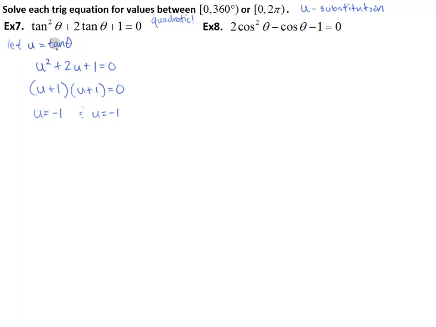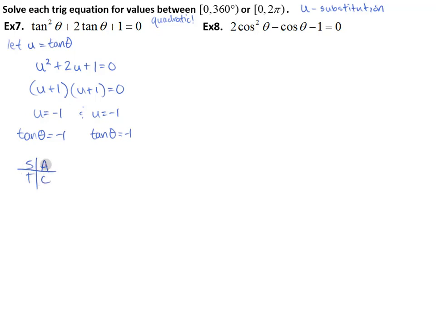That's fine. Now we're going to replace u with tangent. So once we've solved for it, we can substitute back in. When does tangent of theta equal -1? Of course, it's going to give me the same answer just twice. So where's tangent negative? All students take calculus.